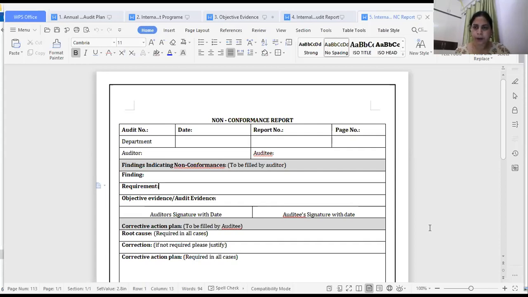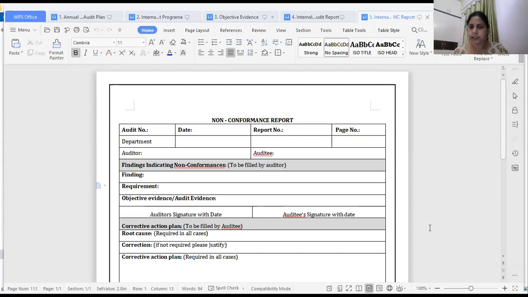So writing the requirement is one of the important aspects here, where you make it clear that as per the policy, as per the process key indicator, this is the requirement. And the finding says that you are not reaching this particular requirement. Then to prove that, you should have the evidence, either the objective evidence or the audit evidence, related to the finding you are talking about.